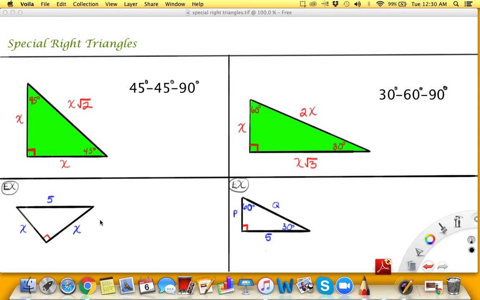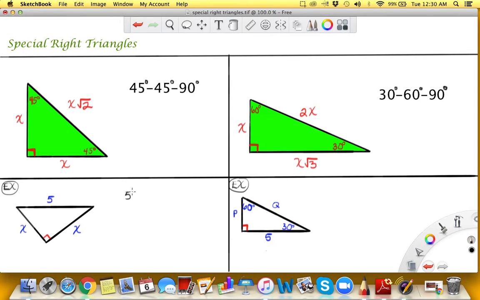So if we want to solve for x, the first thing we must do is say 5, which is the hypotenuse, is equal to x times the square root of 2. Now we want to solve for x in this particular example, so in order to solve for x, we need to divide by the square root of 2 on both sides. And so here, as you can see, 5 over the square root of 2 equals x.